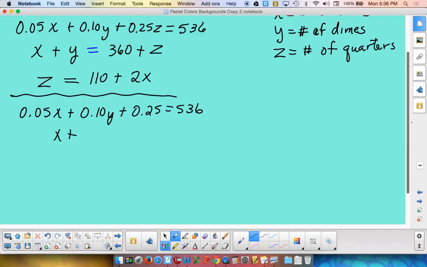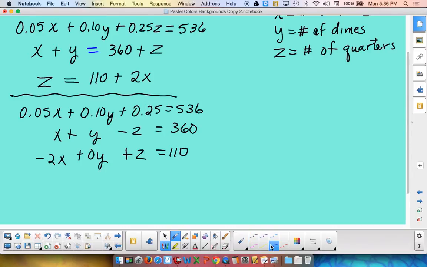Second equation would become x plus y minus z equals 360. And third equation, we'd have a negative 2x, no y, a plus z, perhaps we should write a 0y there, equals 110. So that's what we would be turning in to create our row operations out of, which I'm going to do over here on the right. So if I now turn this into row operations, I would simply pull all these numbers out into my augmented matrix.